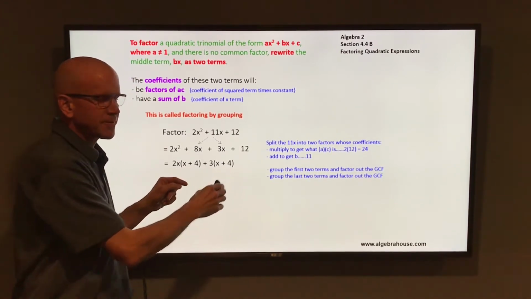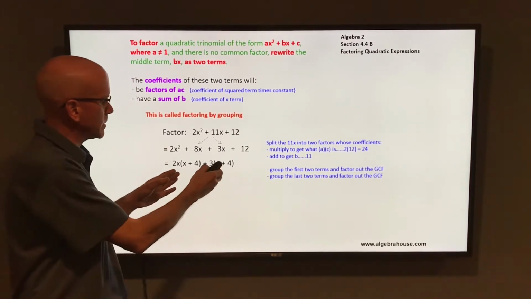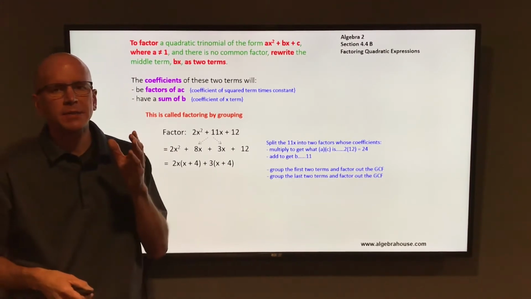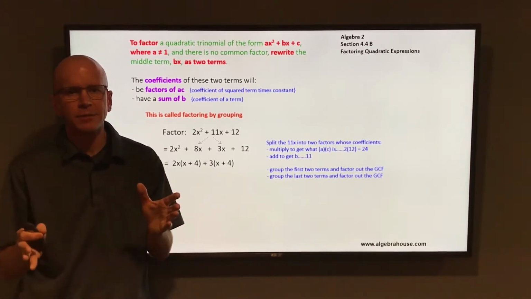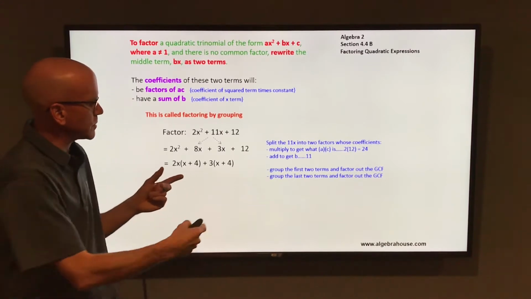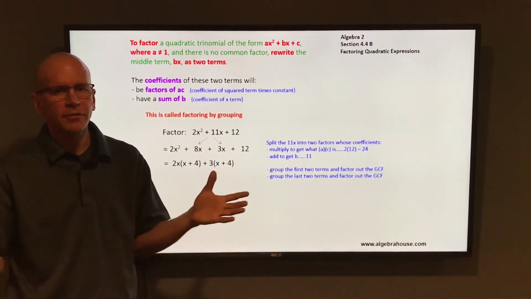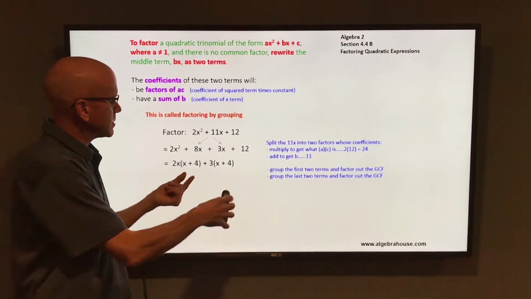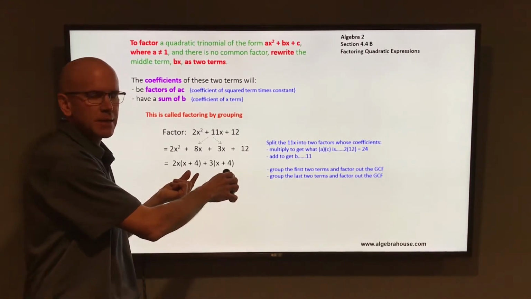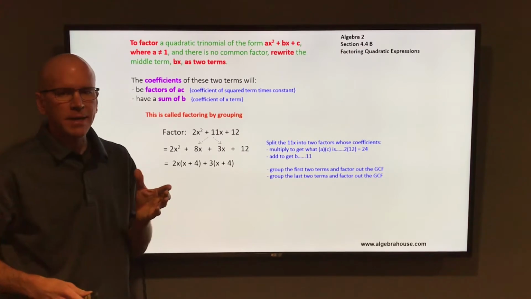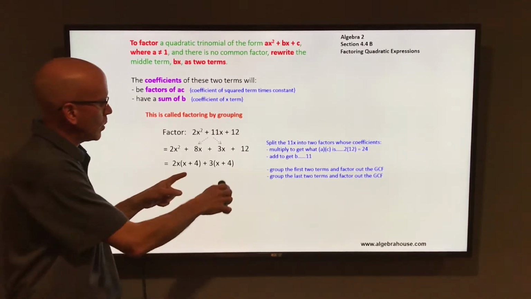Notice we have x plus 4 in parentheses. In both sets of parentheses we have x plus 4. You have to get the same thing in the parentheses for this process to work. If you don't get the same thing in the parentheses, then either you made a mistake or it doesn't factor. So since we do have the same thing in the parentheses, the x plus 4, the next step is to factor out what's in the parentheses.